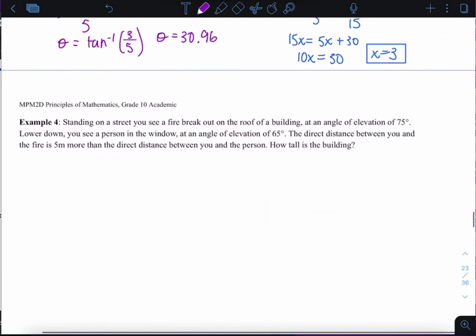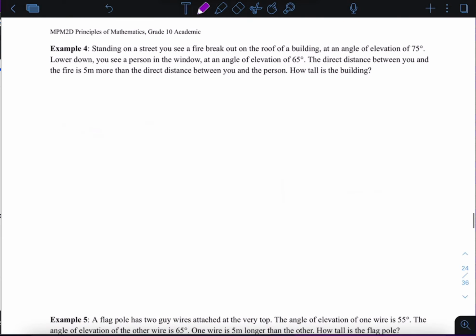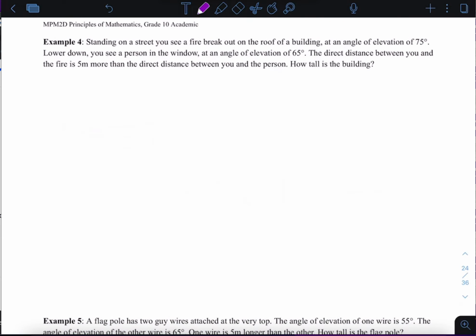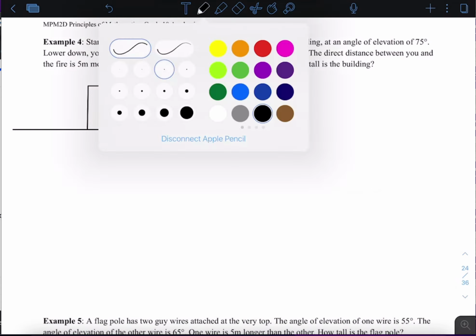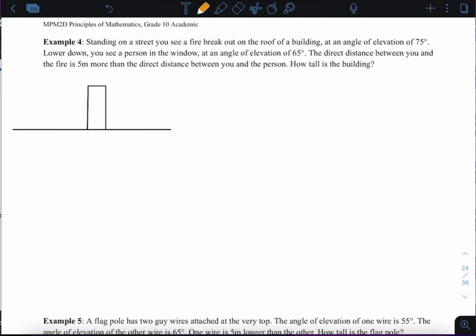All right, 2 more examples. Standing on a street, you see a fire break out on the roof of a building at an angle of elevation of 75 degrees. Lower down, you see a person in the window at an angle of elevation of 65 degrees. The direct distance between you and the fire is 5 meters more than the direct distance between you and the person. How tall is the building?